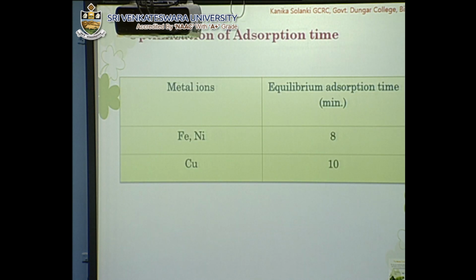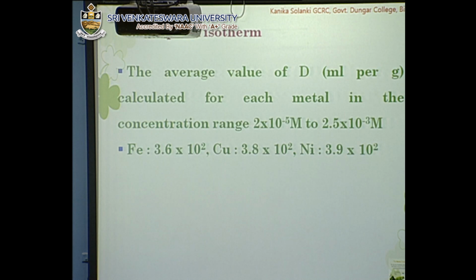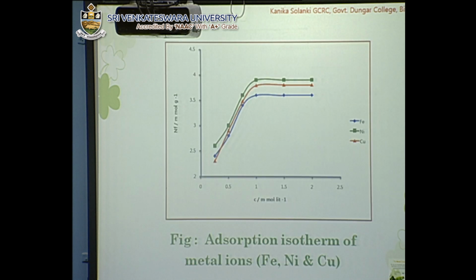As you can see in the table, the equilibrium absorption time for ferrous and nickel is 8 minutes, and for copper it is 10 minutes. For the absorption isotherm, again the batch method is used, 6 sets have been prepared in the range of concentration, pH was maintained, and the supernatant solution was determined by AAS. Absorption isotherm values are also given. Now this is the graphical representation of the absorption isotherm of ferrous, nickel and copper.